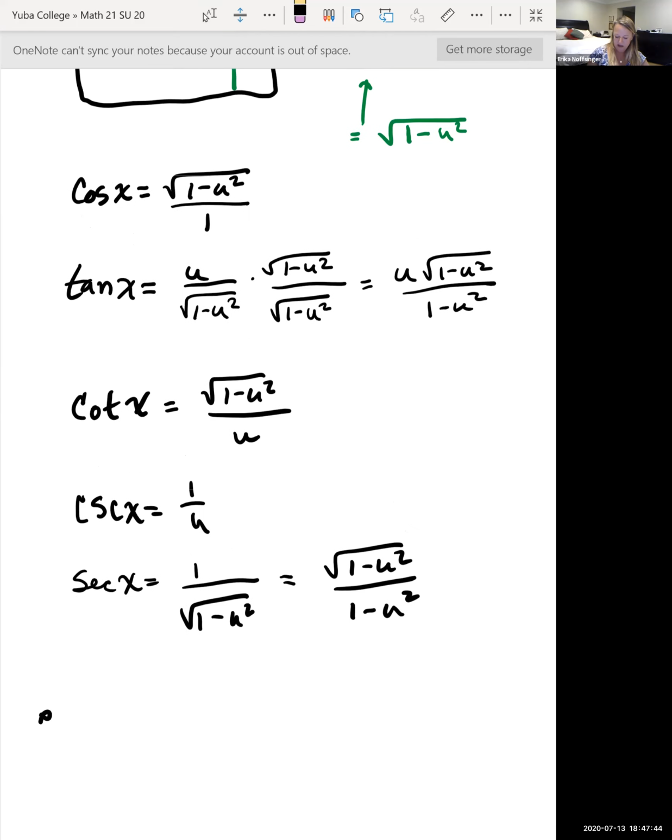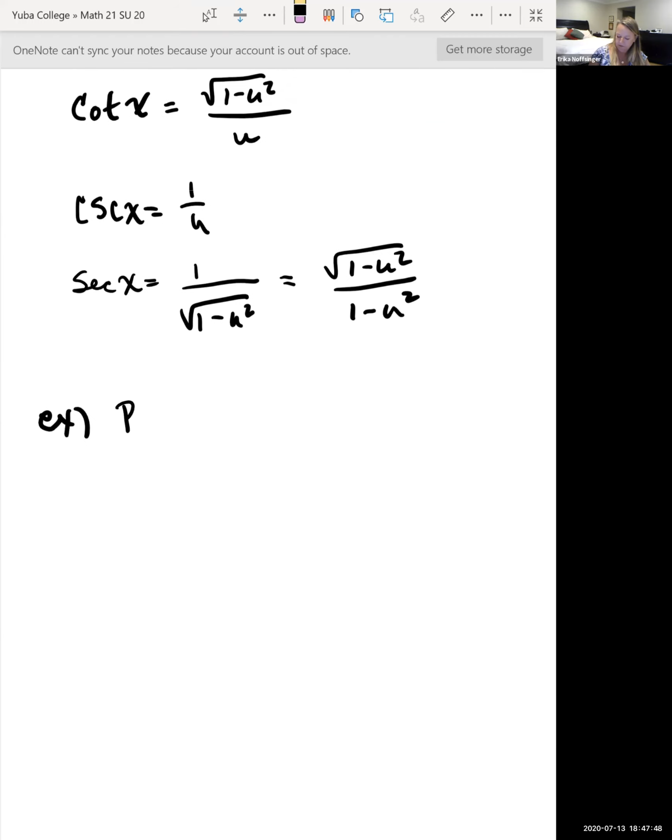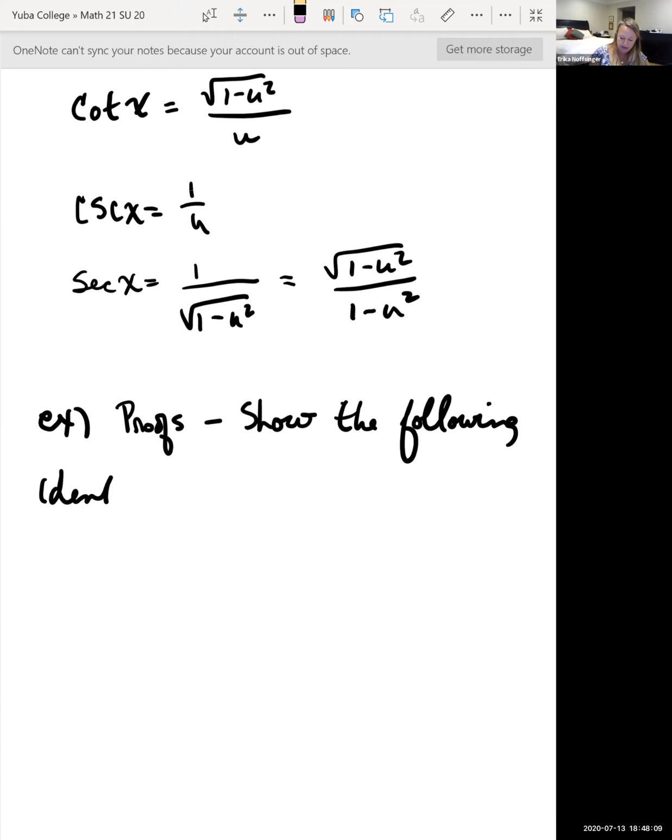And then there were the proofs. So showing that identities hold true. So this is where you could only work on one side of the equation.